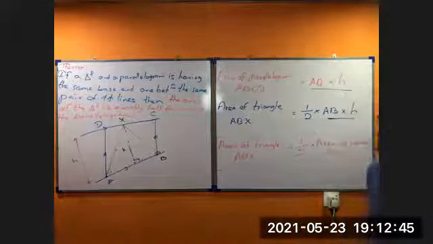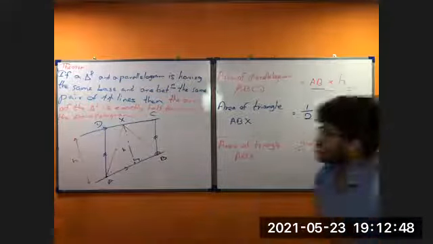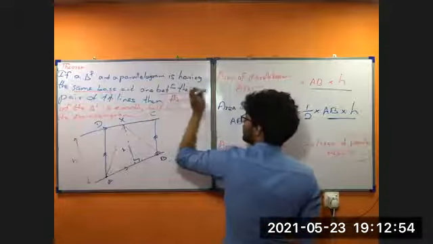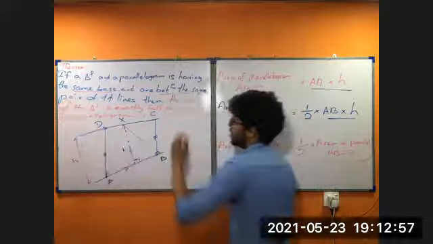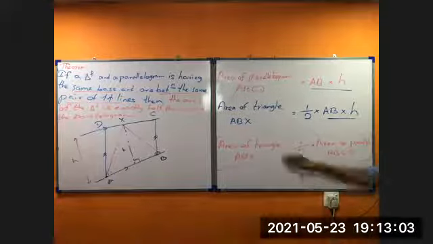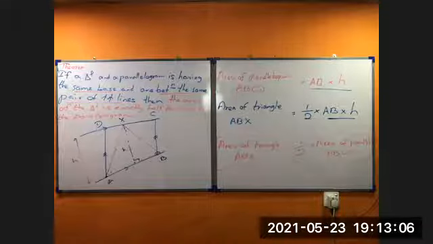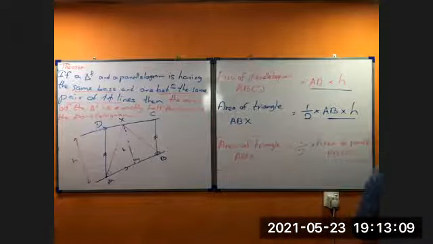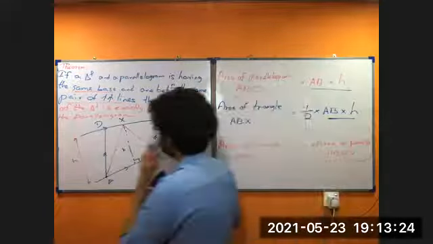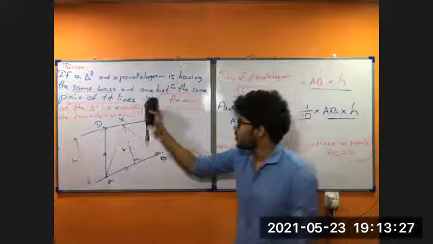So if a triangle and a parallelogram have the same base, very important, same base, and are between the same pair of parallel lines, if these two conditions are met, you can say the area of the triangle is half the area of the parallelogram. That's it. This theorem is also in your book. You can write it down.